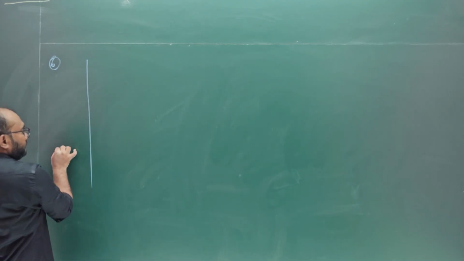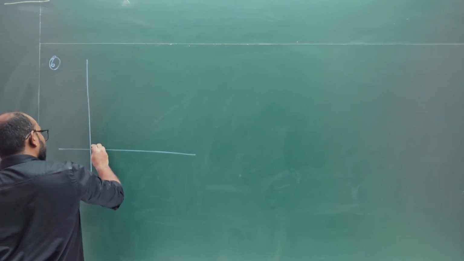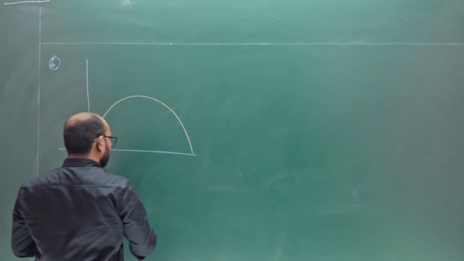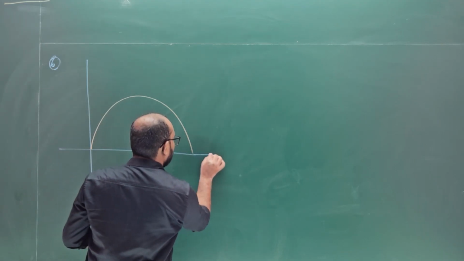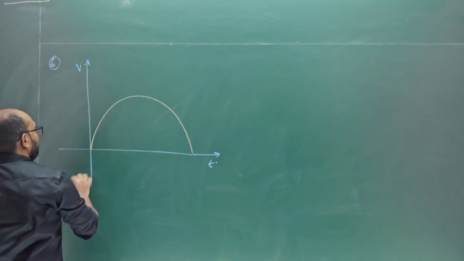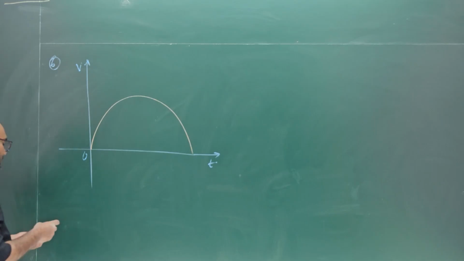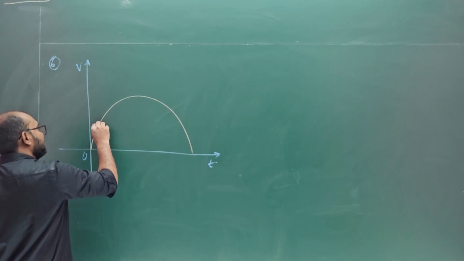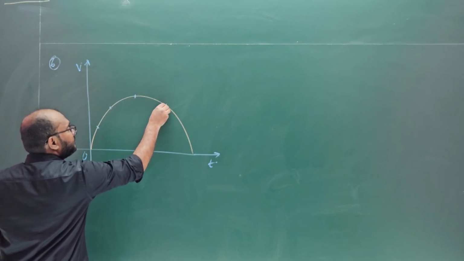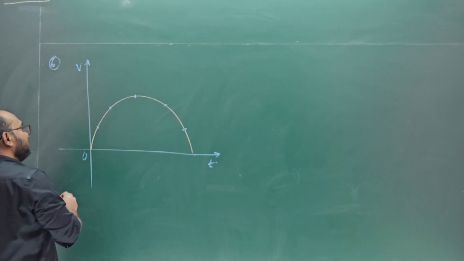Okay. Listen to me, everyone. Same graph like yesterday's. This is your T, this is your V, origin. Now listen to me. First we need to select the points and put the tangents. Point number 1, point number 2, point number 3, point number 4 and point number 5, drawing the tangents.